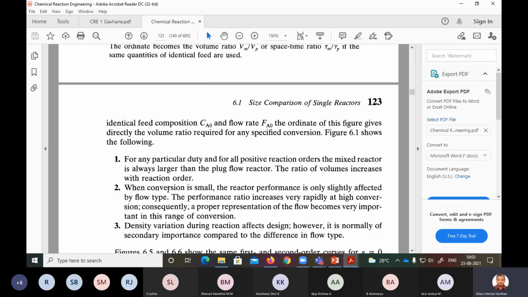So I'll repeat again. When the conversion is small, the reactor performance is only slightly affected by the flow. The performance ratio increases very rapidly at higher conversion. Consequently, a proper representation of the flow becomes very important in this range of conversions.